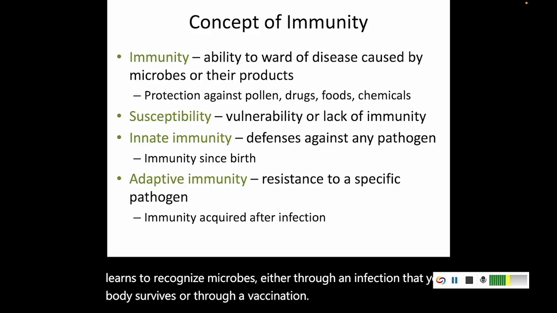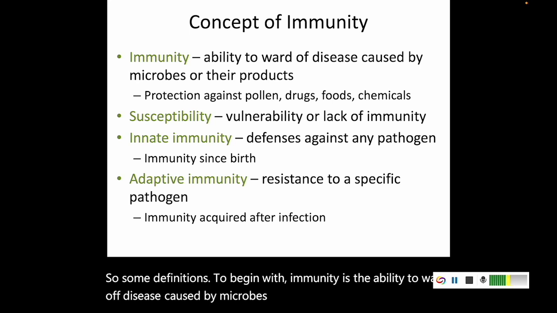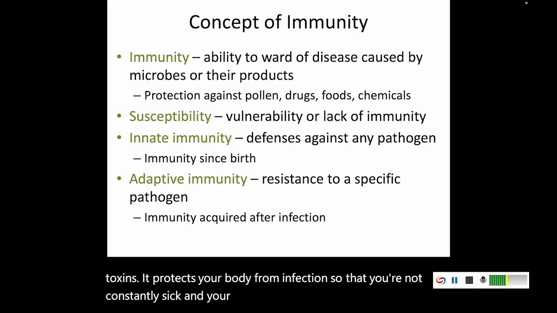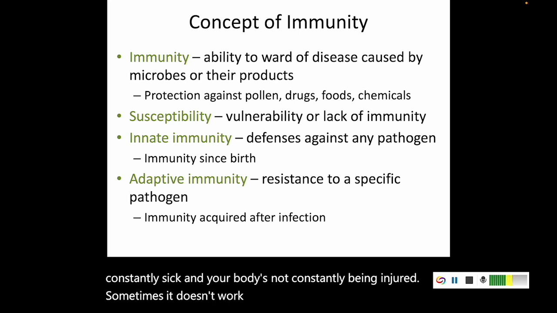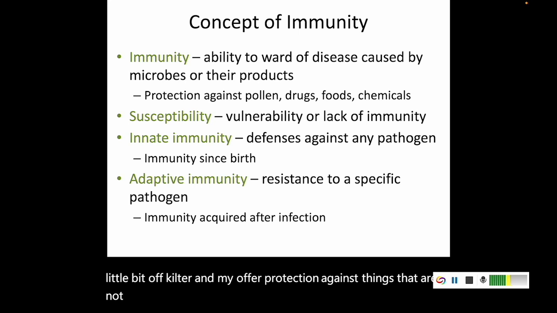So, some definitions to begin with. Immunity is the ability to ward off disease caused by microbes or caused by their products like toxins. It protects your body from infection so that you're not constantly sick and your body's not constantly being injured. Sometimes it doesn't work quite perfectly though, and it gets a little bit off kilter and might offer protection against things that are not pathogenic, something like pollen.